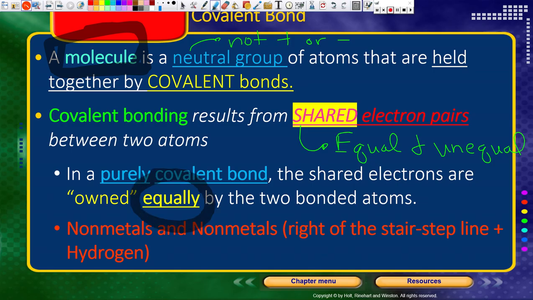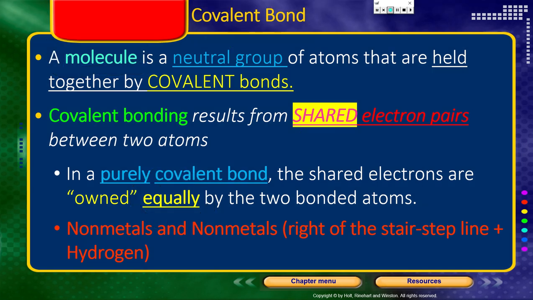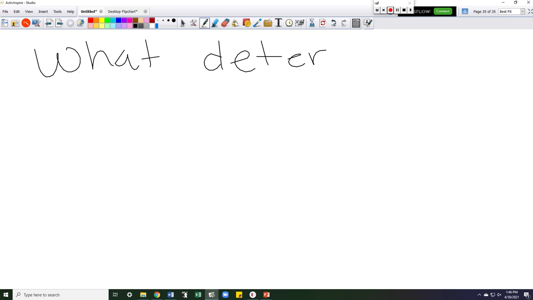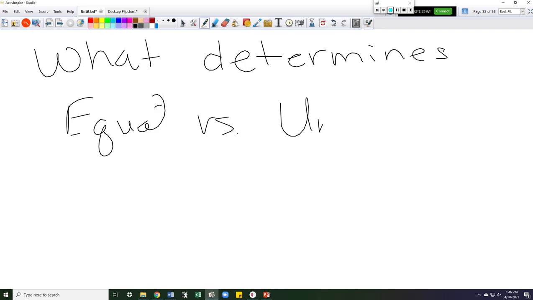In a purely covalent bond, the shared electrons are on how? All right. So I'm going to kind of divert for just a second, and I want to talk about those two concepts. So what is going to determine, let me change the color so you can see it. And I don't know how you want to write this, so once I finish it, you can dictate how you want it to look. What determines equal versus unequal?